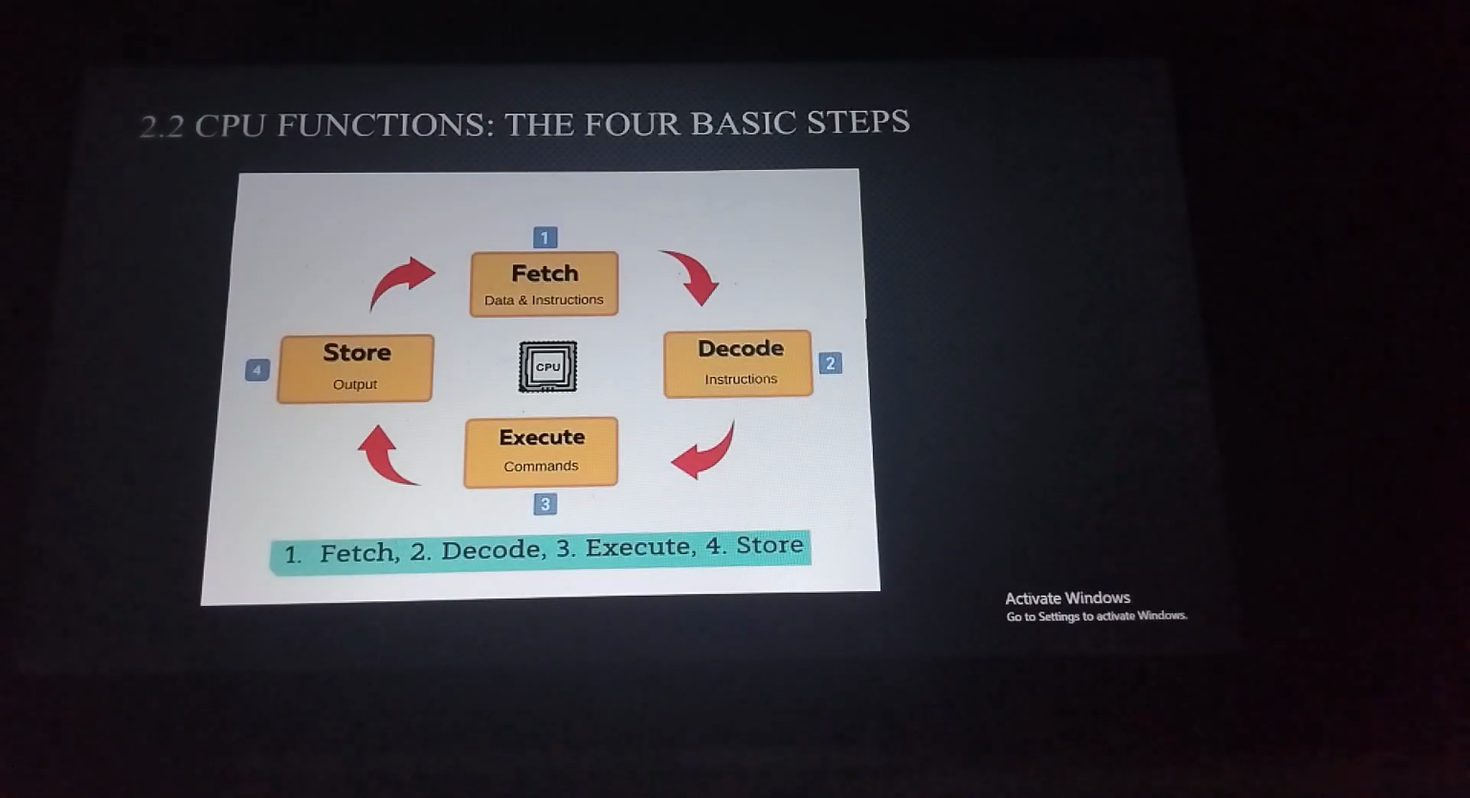CPU functions, the 4 basic steps. The CPU works in a cycle which contains 4 steps. It starts by fetching instructions from the memory. It then decodes those instructions to understand what needs to be done. Next, it executes the instructions and finally it writes back the results to the memory. In modern computers, this cycle can happen at speeds of up to 1 billion times per second.